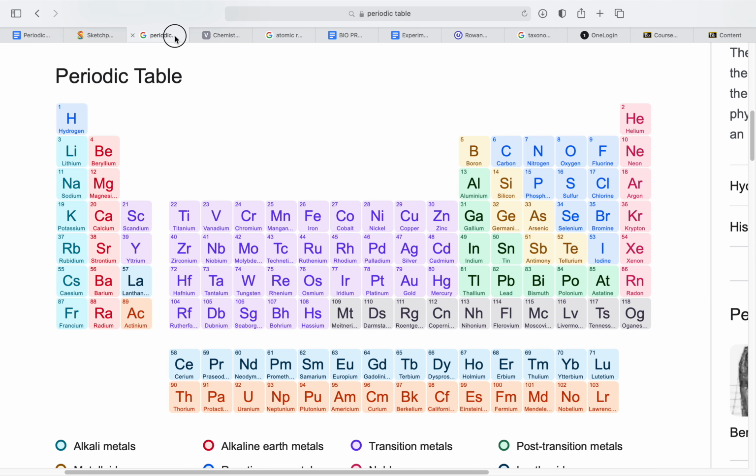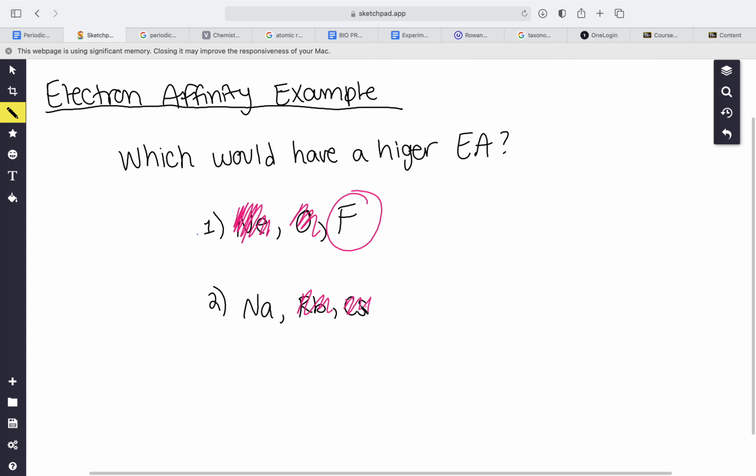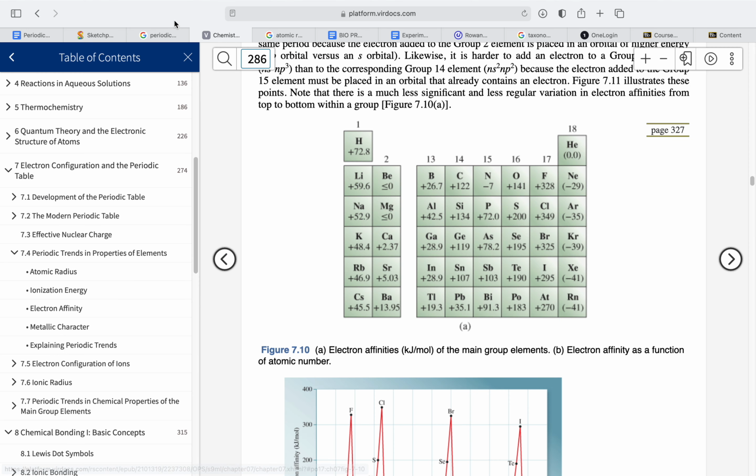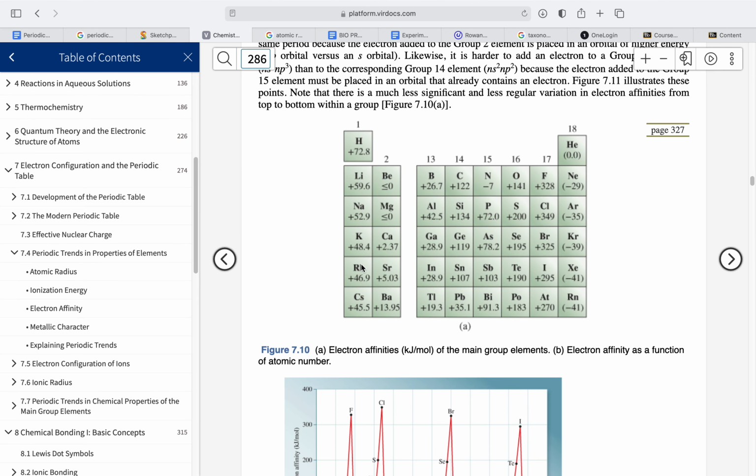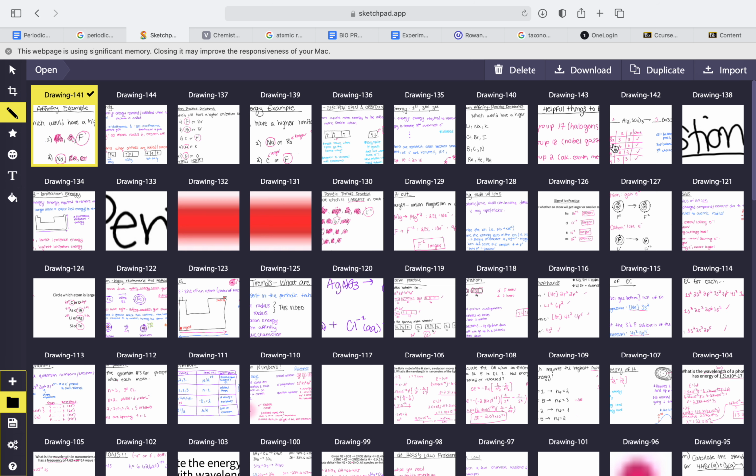Now we have sodium, rubidium, and cesium. I can say right now that cesium and rubidium are much bigger than sodium because you have those 2 extra energy levels. So I'm just going to cross these guys out because they're massive compared to sodium, and I'm going to circle sodium. Then let's confirm that with this, right? Fluorine is the highest, and that's definitely true. And then sodium, rubidium, and cesium. Sodium has the highest, so cool. Very awesome.